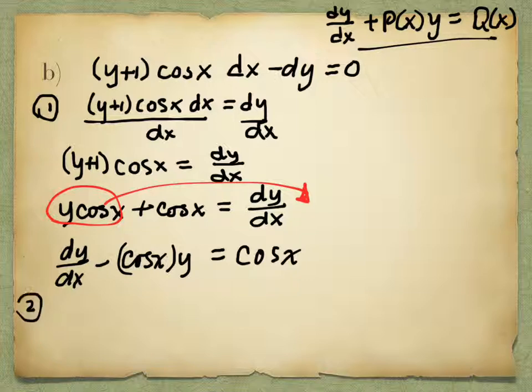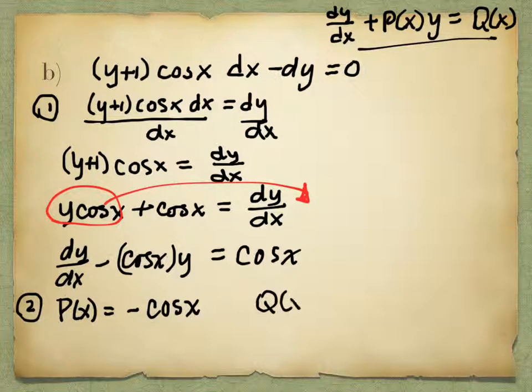Step two is to identify something. What is p of x? It's negative cosine x, actually, yeah. And what is q of x? Well, goodness, it's also cosine x, isn't it? All right. What else am I supposed to do then inside of step two?